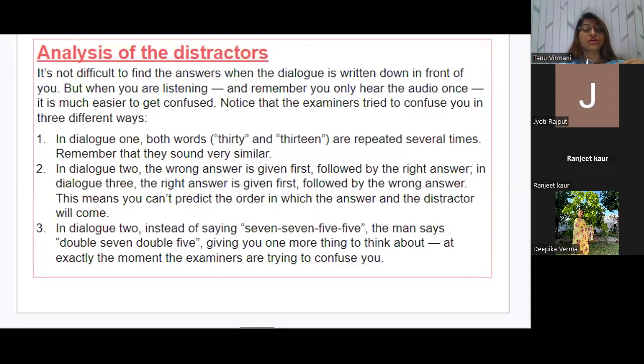But in the audio, it's very easy that you will get confused, right? Because in the dialogue, both words 30 and 13 are repeated several times. The sound also seems similar, right? So you have to be prepared according to the listening part, not the writing part.